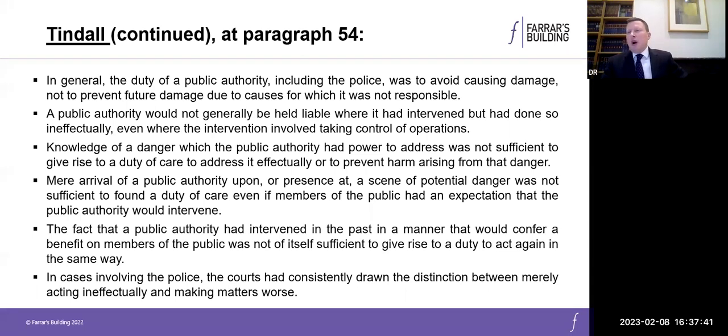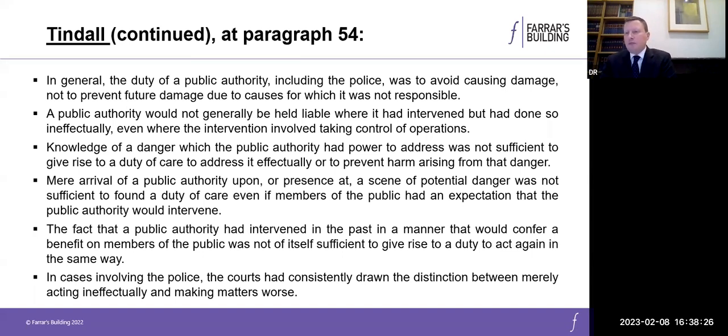So in general, public authorities' duty is to avoid causing damage. It's not to prevent future damage due to causes for which it's not responsible. Generally, liability won't attach where the public authorities intervened, but ineffectually so. Knowledge of a danger isn't sufficient to give rise to a duty of care, and mere arrival of the public authority at the scene, even if there's an expectation that they will intervene, isn't sufficient to found a duty of care. And the fact that there had been an intervention in the past that might even have conferred a benefit on members of the public isn't of itself sufficient to give rise to a duty to act in that same way again.